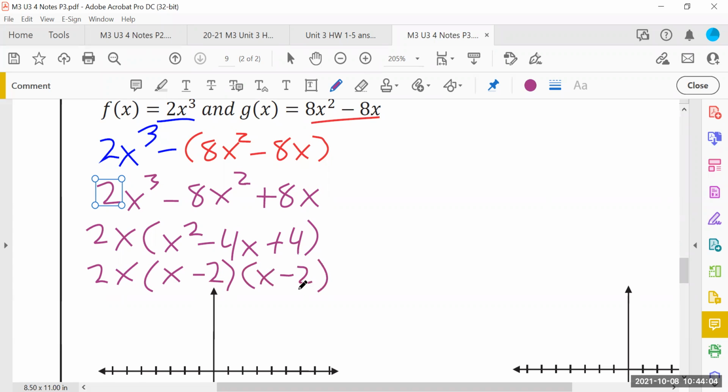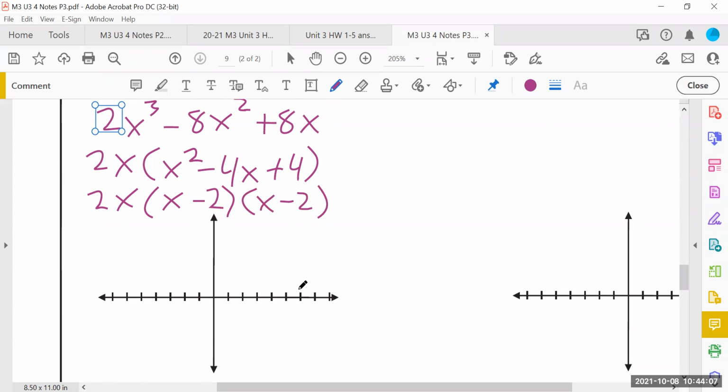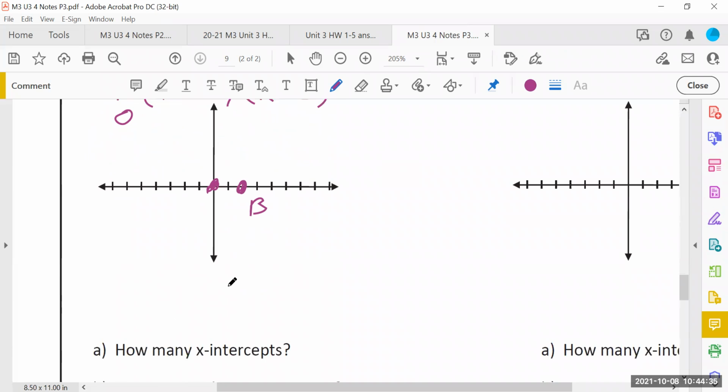Negative 2 times negative 2 makes positive 4. Negative 2 plus negative 2 makes negative 4x in the middle. So that means I have an x-intercept at 0, and then two x-intercepts at 2, or a bounce at 2. So 0, 2, this one's a bounce, odd, positive end behavior, low, high. I already have my y-intercept. It's 0, 0. So I'm going to start low, up, bounce, and up.